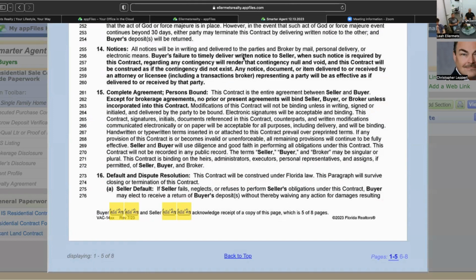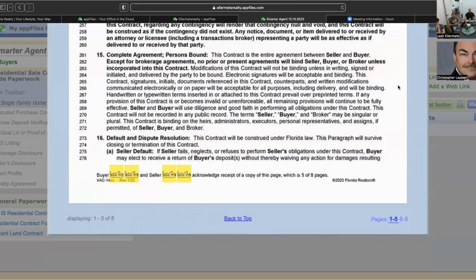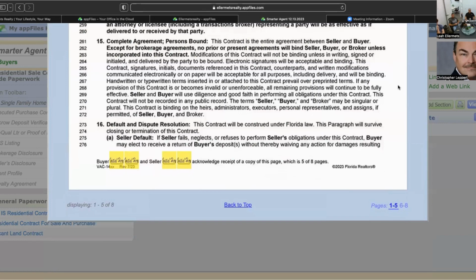Buyer failure to timely deliver written notice. This is a terrible thing. Don't do it. Stay on task. Complete agreement, just saying that everything in this is complete, and if a provision becomes invalid or unenforceable, all other provisions will remain the same and be effective.